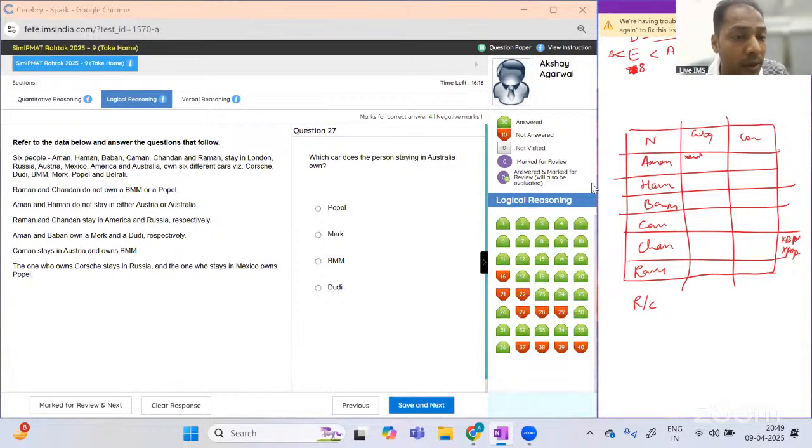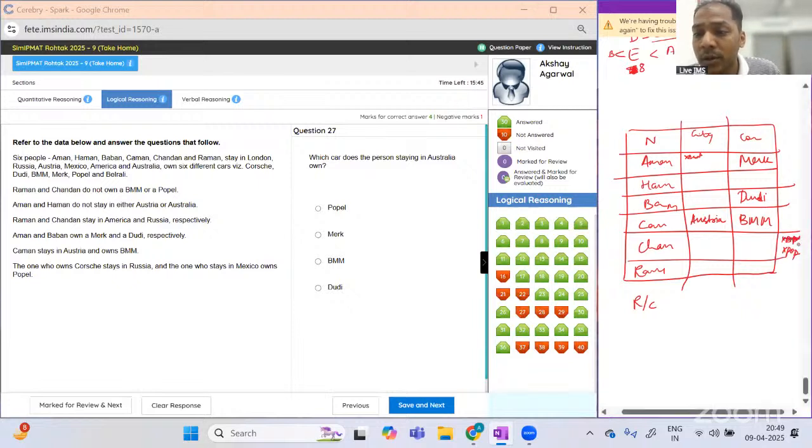Aman and Baban own Merc and Audi respectively. Direct use. Aman owns Merc and Baban owns Audi. Kaman stays in Austria and owns BMW. The one who owns Porsche stays in Russia. Someone has to own BMW, which is gone. Someone has to own Opel. These two don't, so Opel has to come here.